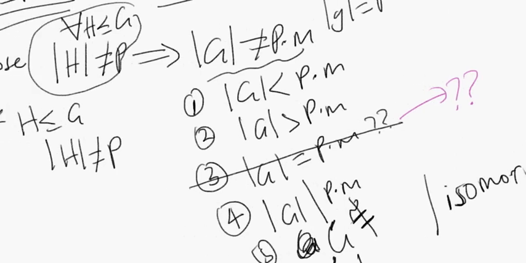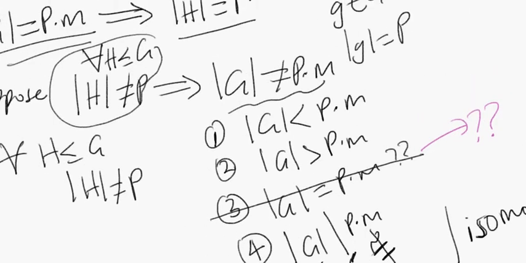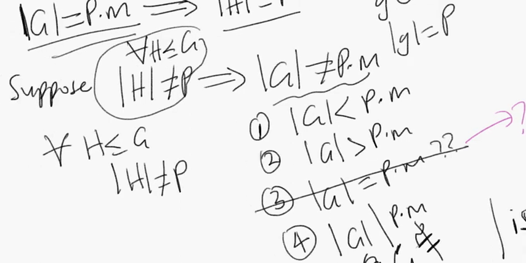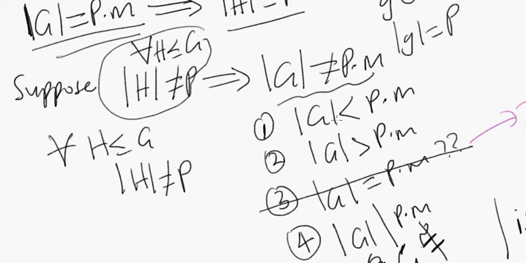Well, the question is, how would we show that the order of G is less than P times M if we didn't know the elements that are in G? And the only information we seem to have here is that, for all subgroups H of G, the order of H does not equal P. Okay.